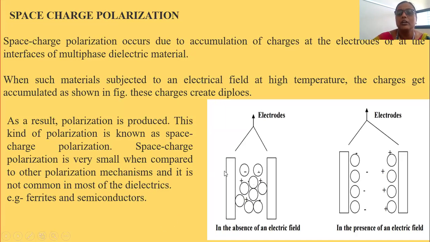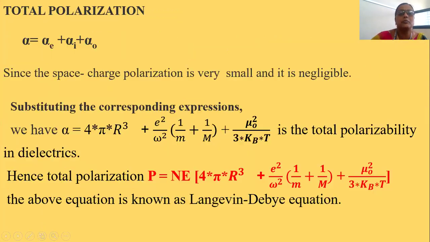The last one is space charge polarization. Space charge polarization occurs due to accumulation of charges at the electrodes. This is a positive electrode, this is a negative electrode. Some charges will be accumulated. If it is a positive electrode, then some very small negative charges will be accumulated here. If it is negative, then positive charges will be accumulated here. This type of polarization is known as space charge polarization. The space charge polarization is very small.